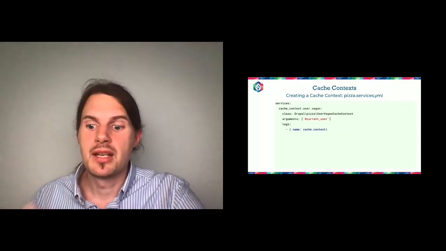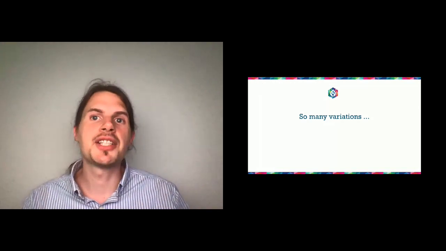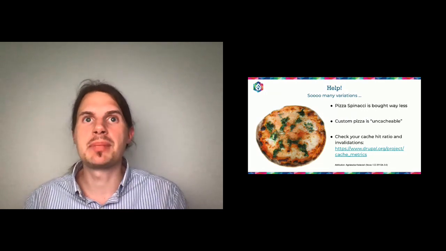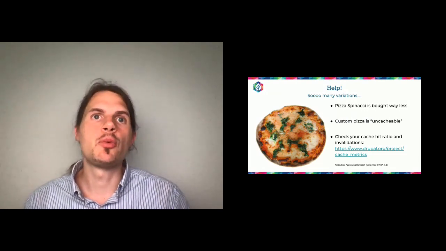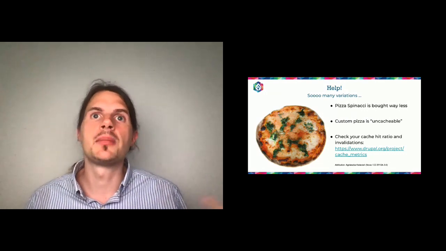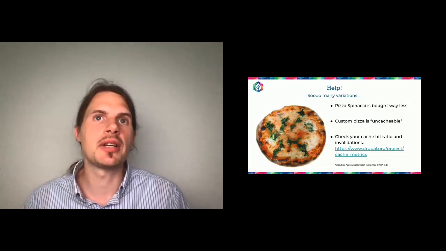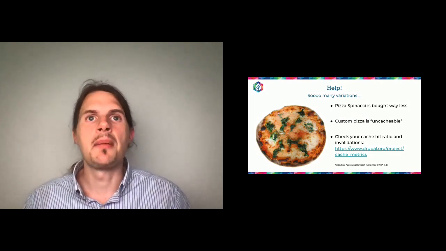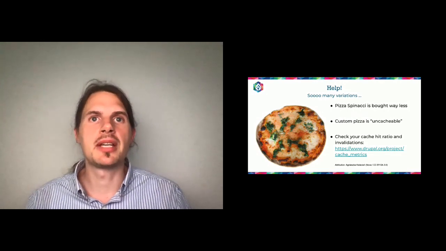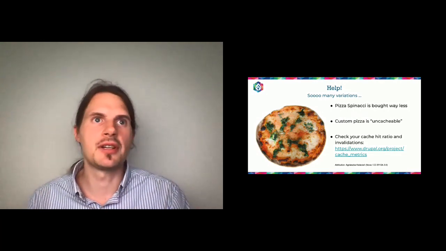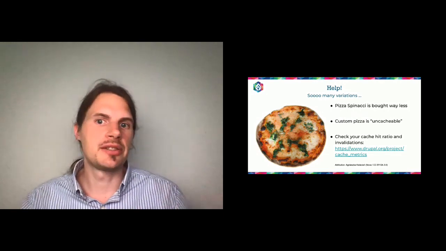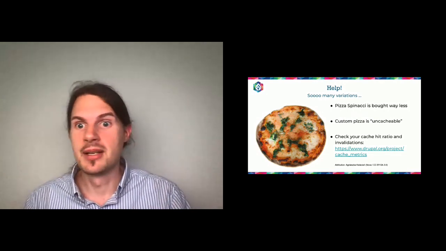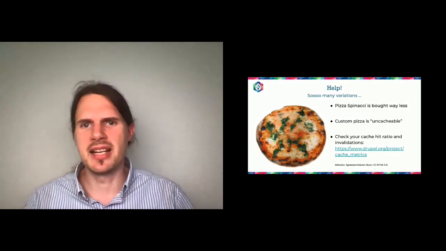The fridge is full. We now have so many variations, and we have a pizza spinacci that is bought way less. And we have a custom pizza and it's uncacheable. And so one good idea when you're dealing with performance and caches, etc., is to check your cache hit ratio and invalidations. Moshe Weitzman, a good friend, made this project called Cache Metrics, where you can collect these cache metrics and, for example, send them to New Relic, and then you can see them all and see, hey, this cache tag is invalidated really, really often, like this custom pizza. Maybe it's not a good idea to cache it.